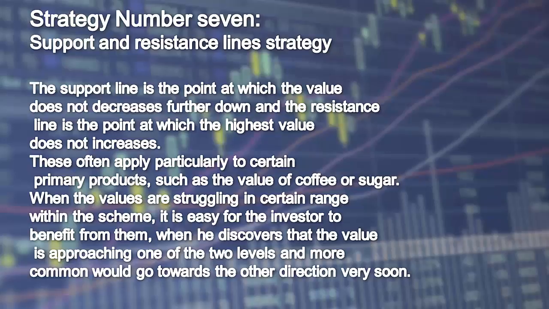These often apply particularly to certain primary products, such as the value of coffee or sugar. When the values are struggling in a certain range within the scheme, it is easy for the investor to benefit from them when he discovers that the value is approaching one of the two levels and will more commonly go toward the other direction very soon.